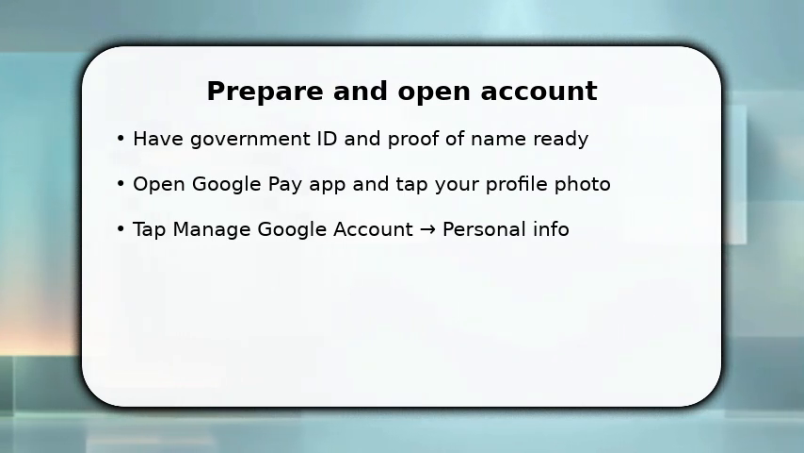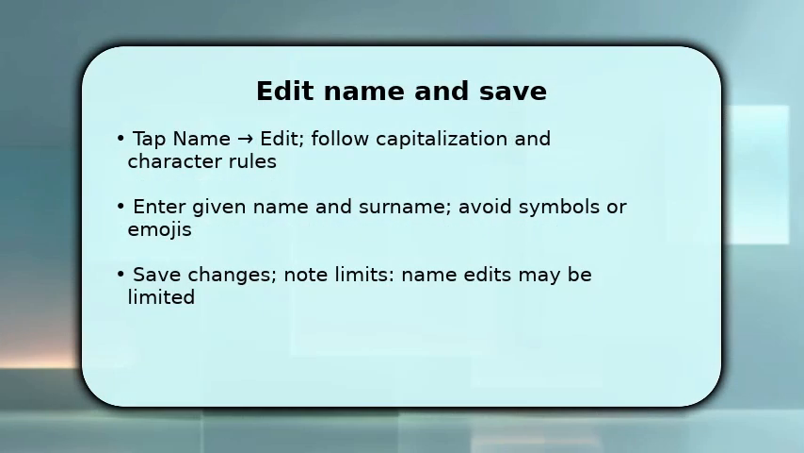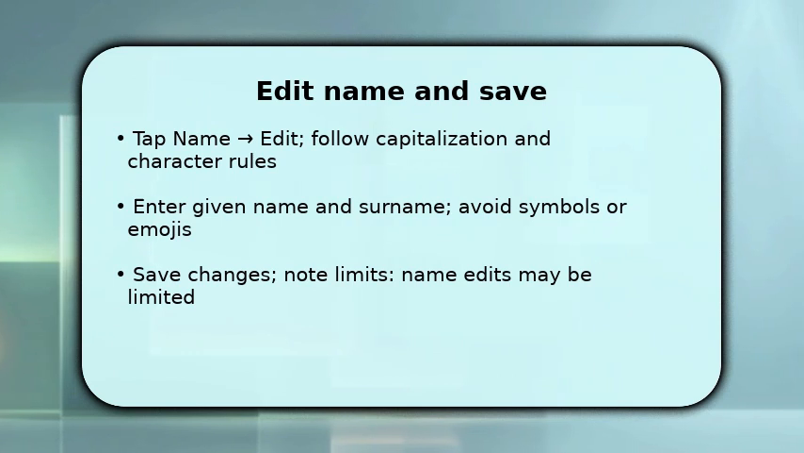Also confirm two-step verification is available in case Google asks for extra verification during the update. Now tap Name, then Edit, and type your new given name and surname. Use normal letters, avoid emojis or excessive punctuation, because automated checks flag unusual characters.